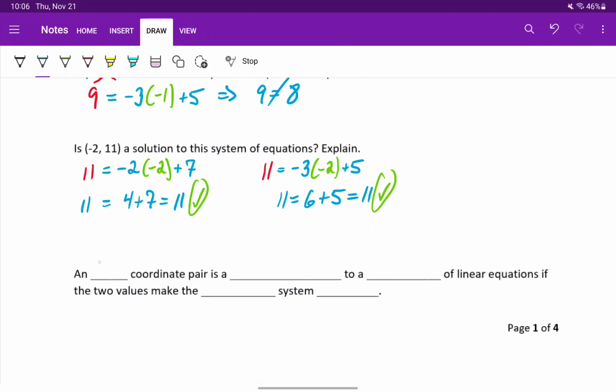And we can generalize that by saying that an xy coordinate pair is a solution to a system of linear equations if the two values make the entire system true. That is, every equation that's in the system, we'll be looking at systems of two equations. The xy pair that we're considering needs to make both equations true to be a solution.